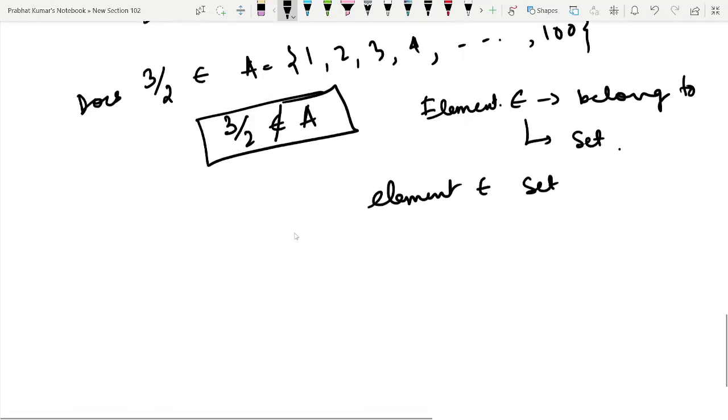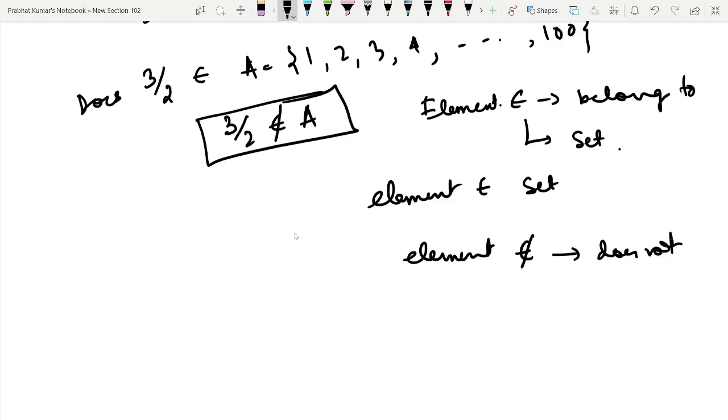Another notation, which is exactly the opposite, like this: some element, and this is called "does not belong to", a set. Okay. So the syntax is the same: the element, then followed by the does-not-belong-to symbol, and then the set, right? Okay.